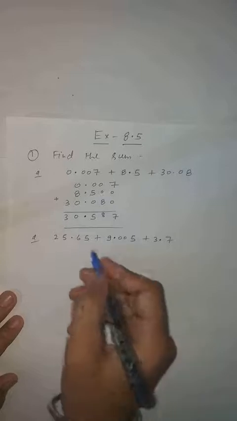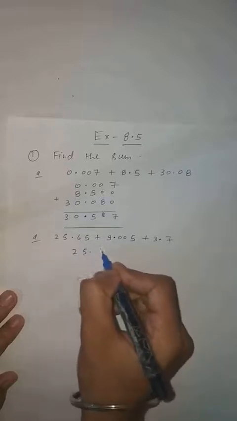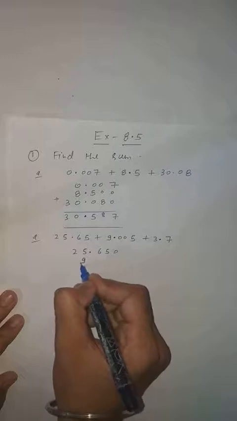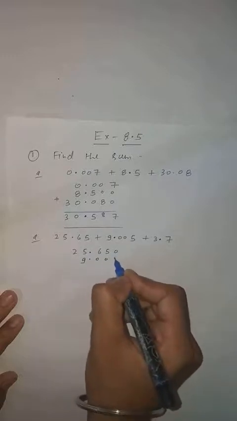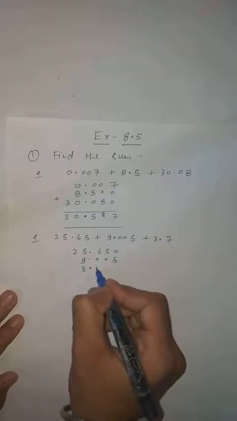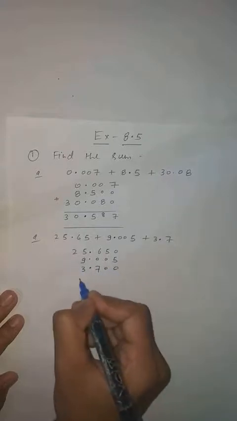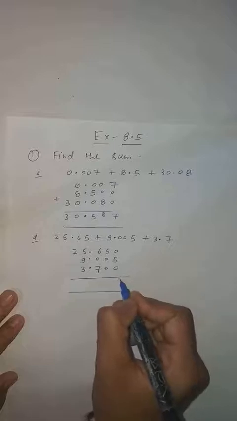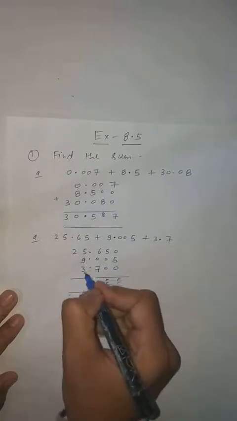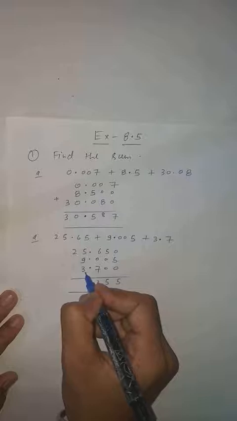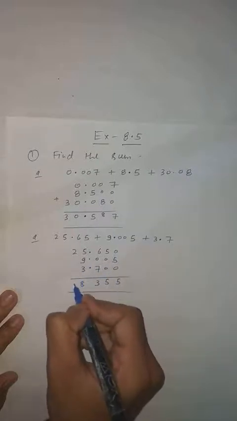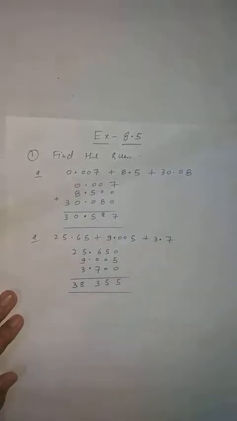So now what we will do, here 25.65 is given, so increase 1 zero. Clear? Here 9.005 is fine, this already has 3 digits. Now 3.7, write down 3.7 and you can increase 2 zeros. Clear? So this will become 5. 6 plus 7 is 13. 9 plus 3 is 12. 12 plus 5 is 17 plus 1 is 18. 2 or 1, 3. Clear student?